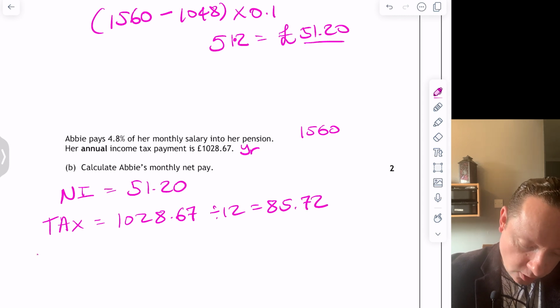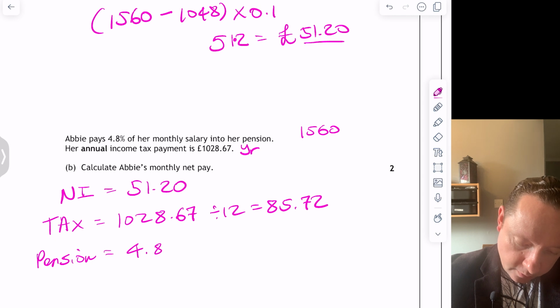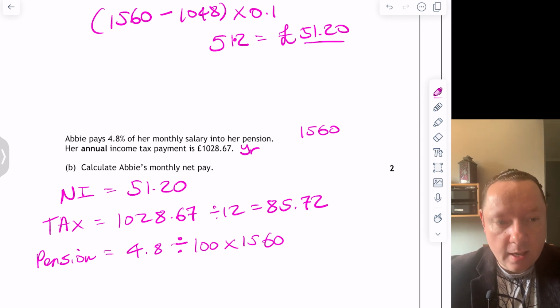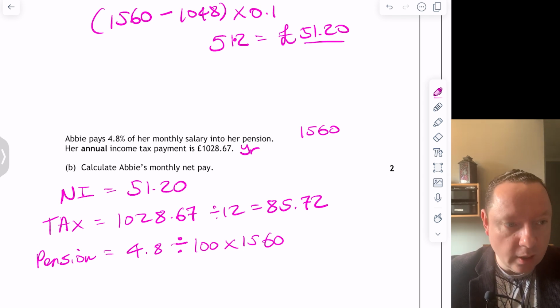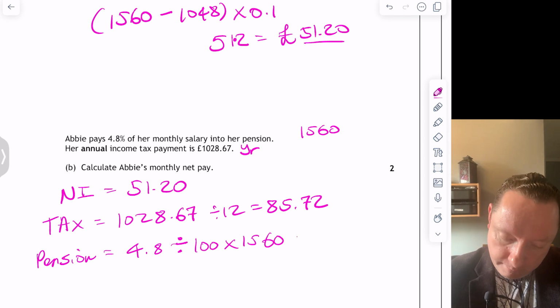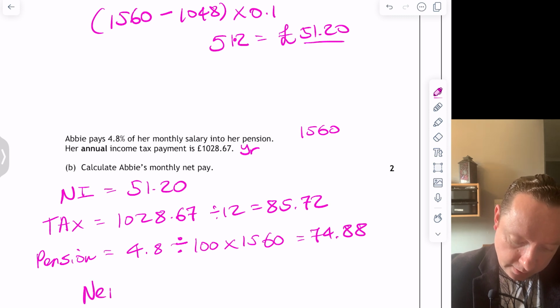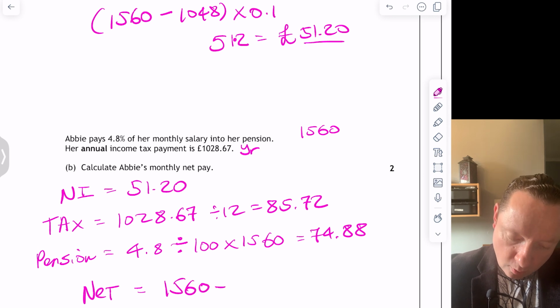And then for her pension, it says 4.8%, so 4.8 divided by 100 times 1,560, or times 0.048, and you'll get £74.88. So now net pay means I take her gross pay, 1,560, what she's paid, and take away all the numbers.